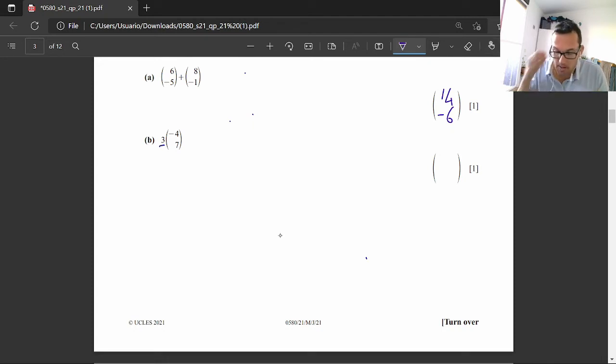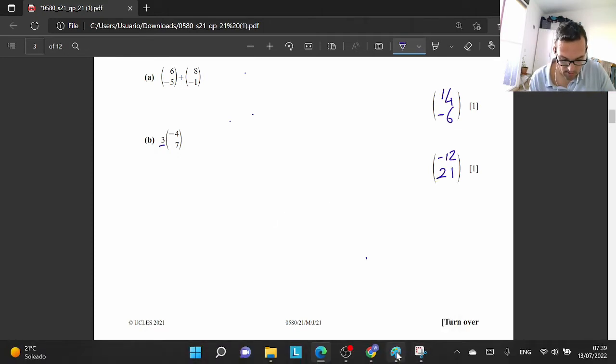Question 5b, we've got the scalar in front there, the 3. We simply multiply it with both numbers in the column vector. That's 3 times minus 4 is minus 12, and 3 times 7 is 21. Why is this correct? Let's have a look at that.